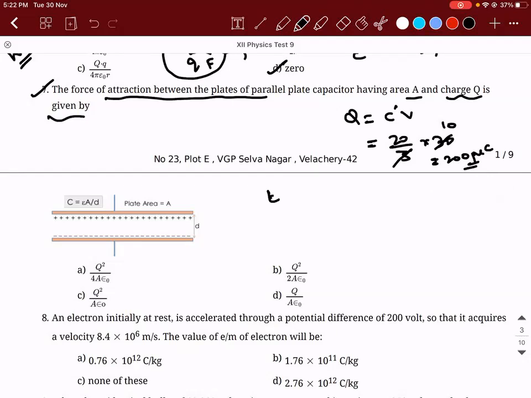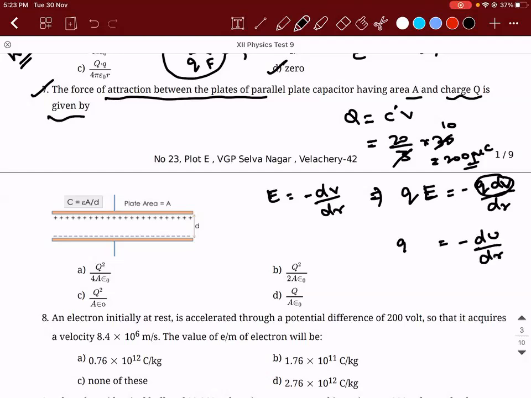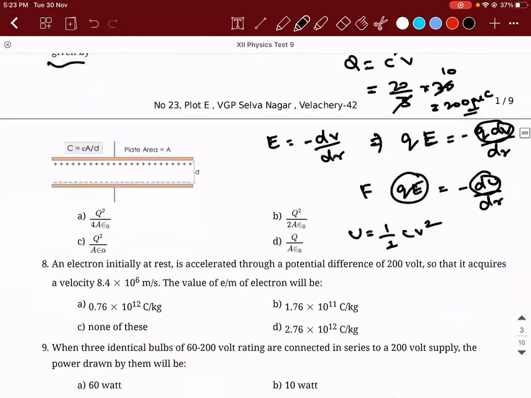We know that E is equal to minus dV by dr. Correct? So Q into E is the force. Q into E is equal to minus Q into dV divided by dr. We know this. So what is Q into dV, guys? What is charge multiplied by the difference in potential? Is it not potential energy, so minus dU by dr? So this is the force they are expecting. So what is the value of U? What is the energy stored by a capacitor? It is half CV square.